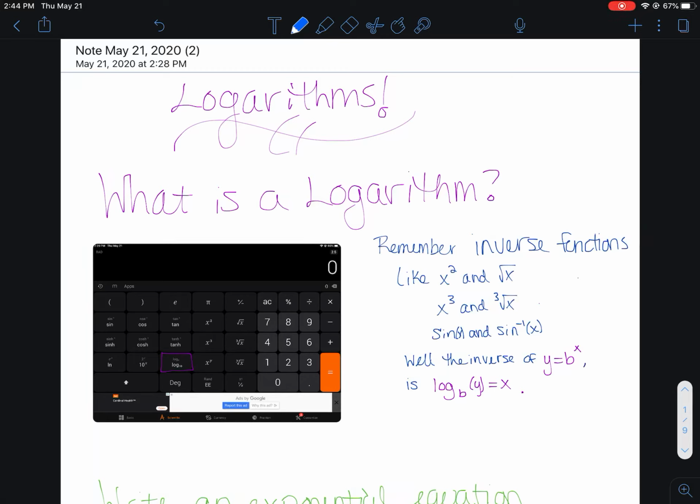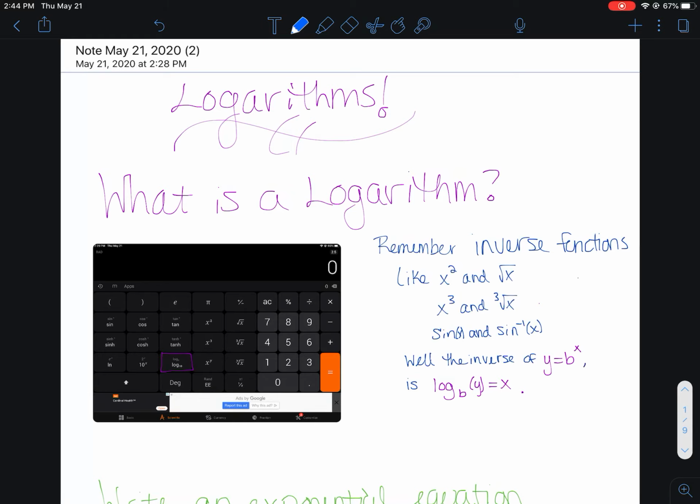Hey class, so today we are going to start to talk about logarithms. Some of you, if you had honors algebra 2, you might have done stuff with this a little bit, but for most of us, I think this will be pretty new. So last class we worked on exponential equations.